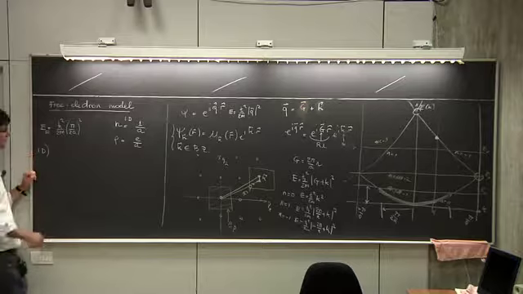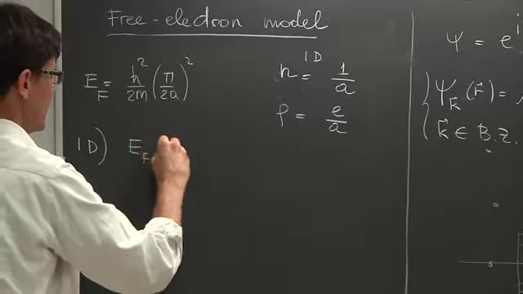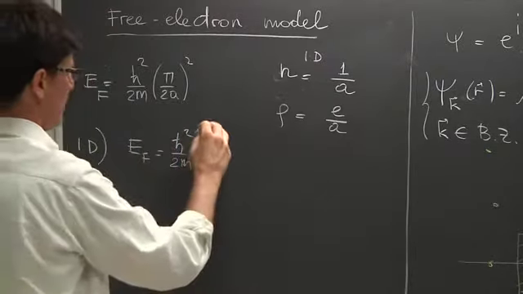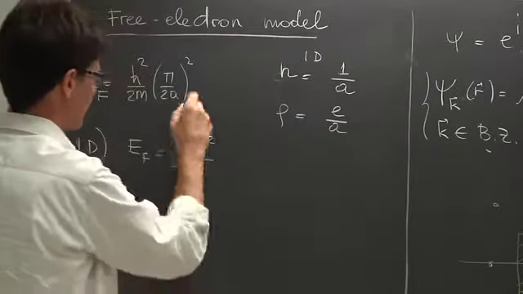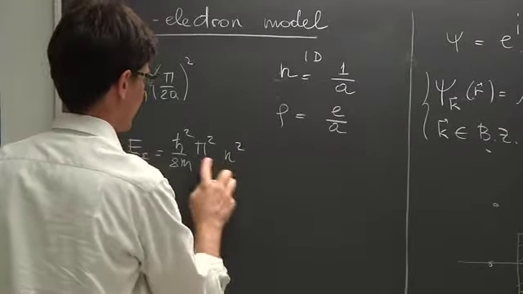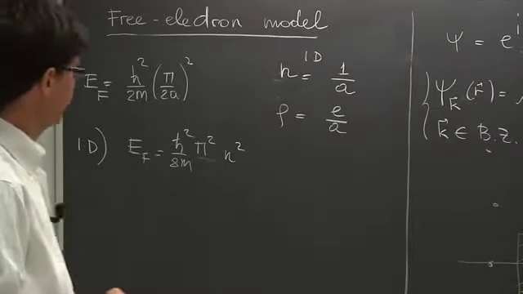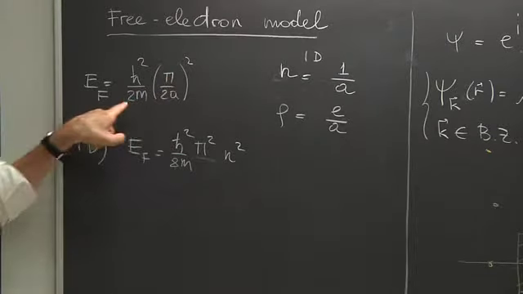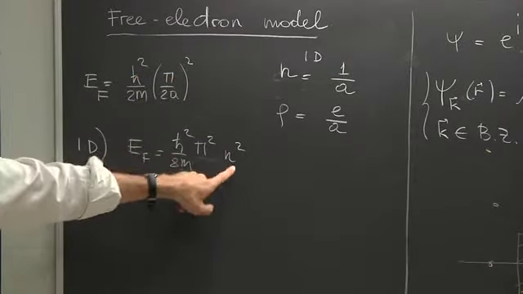So in 1D, n is equal to this. So the Fermi energy is equal to pi squared over 4, which I can collect here into an 8, n squared. Right? Pi squared, n squared, 2 squared is 4 multiplied times 2 is 8, 1 over a squared, n squared.